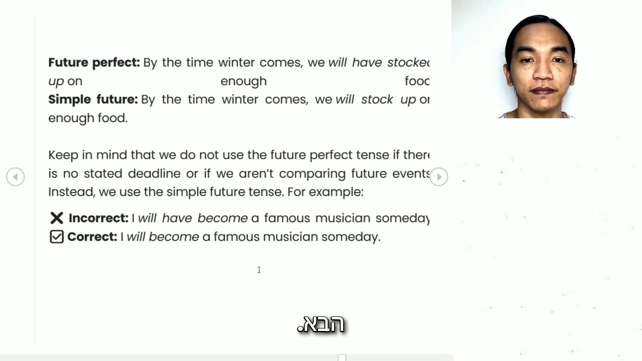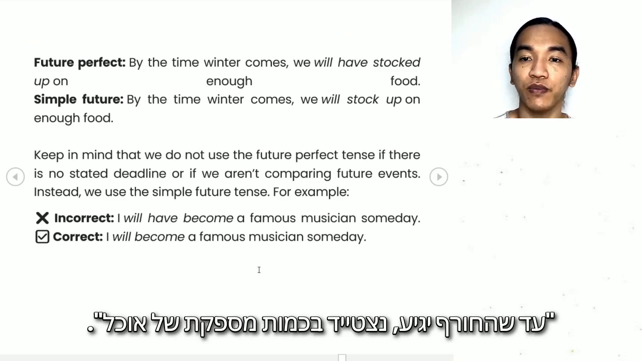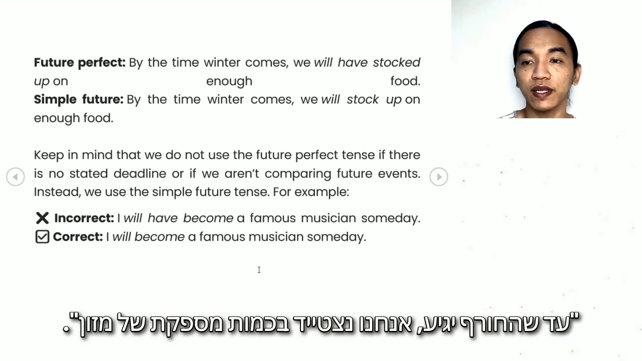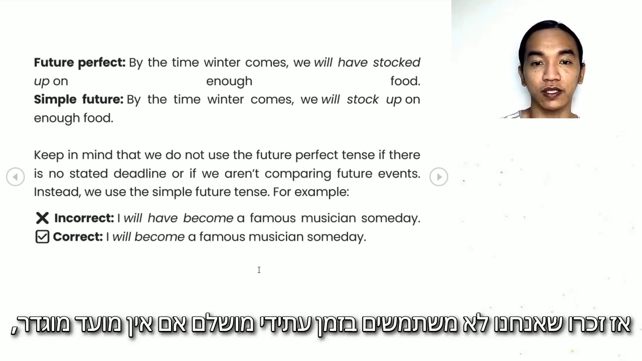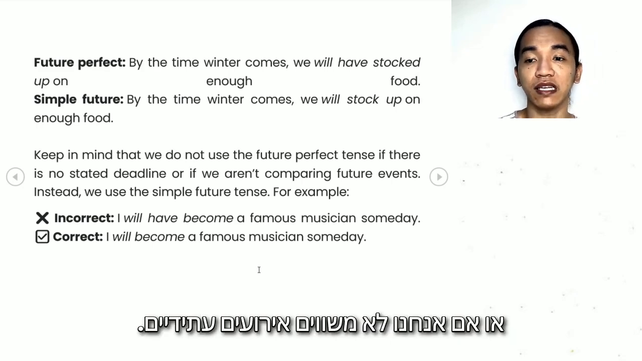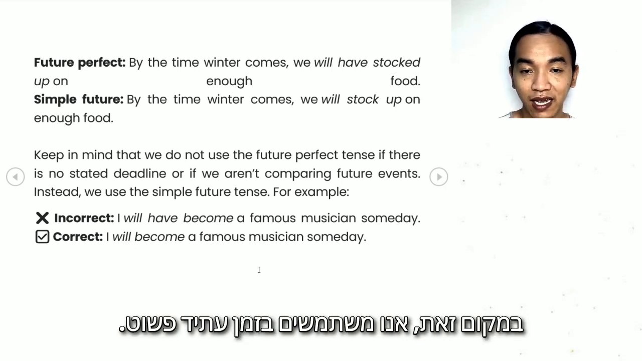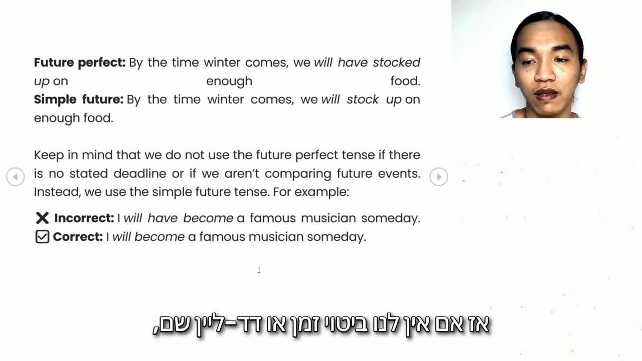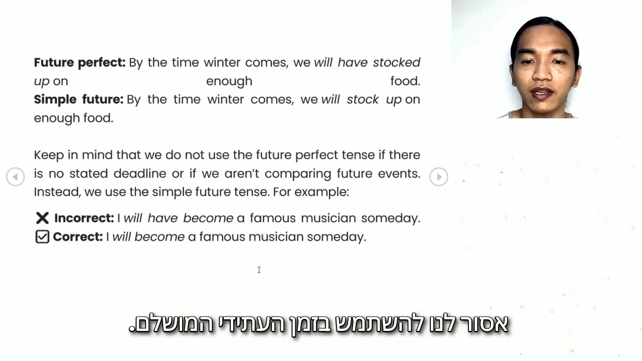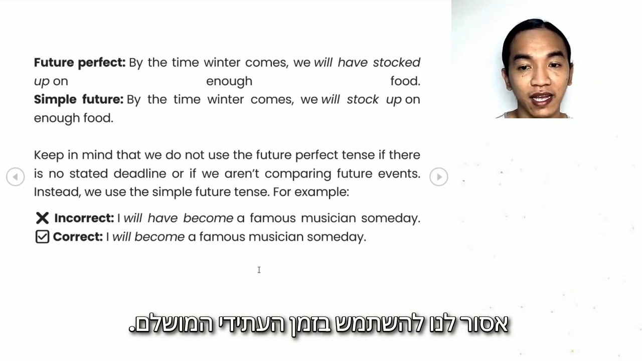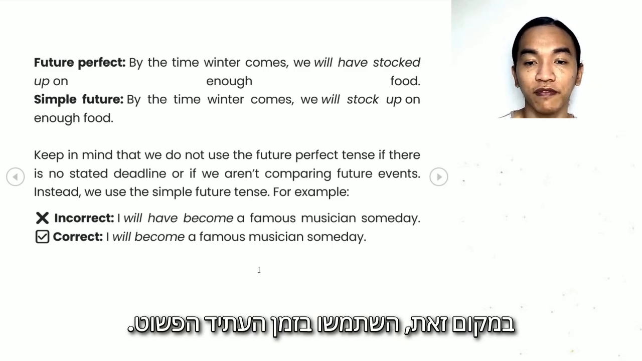Next one. By the time winter comes, we will have stocked up on enough food. Or, by the time winter comes, we will stock up on enough food. So keep in mind that we do not use the future perfect tense if there is no stated deadline or if we aren't comparing future events. Instead, we use the simple future tense. If we don't have any time expression or deadline, we should not use the future perfect tense. Instead, use the simple future tense.